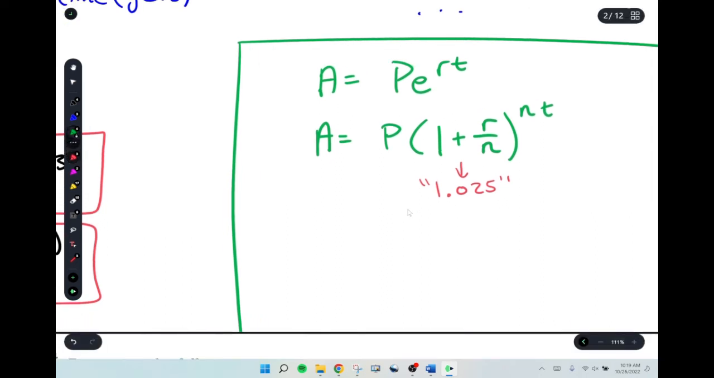There was one other formula. A equals P times 1 plus R, and that was it. That's simple, right? Simple interest.